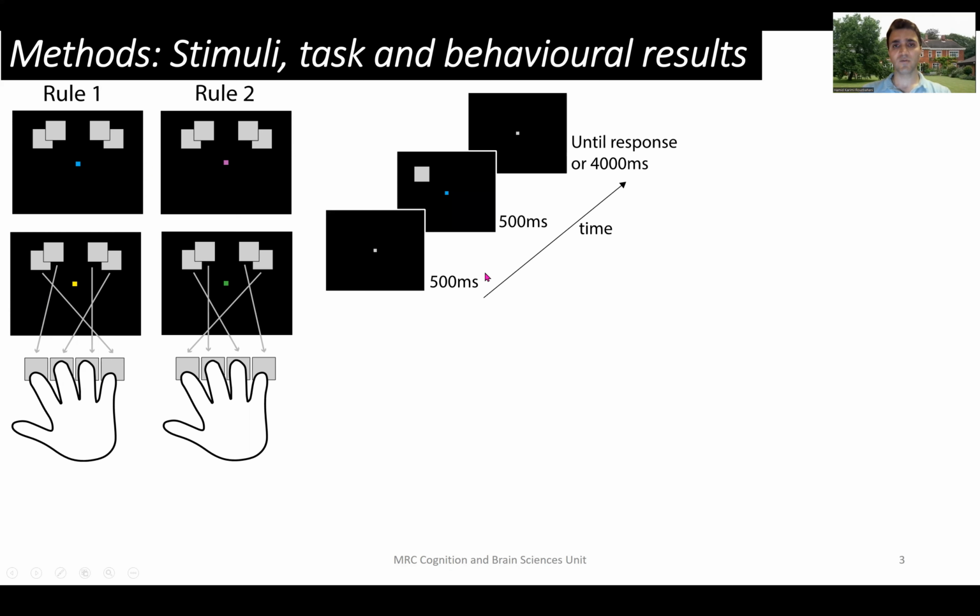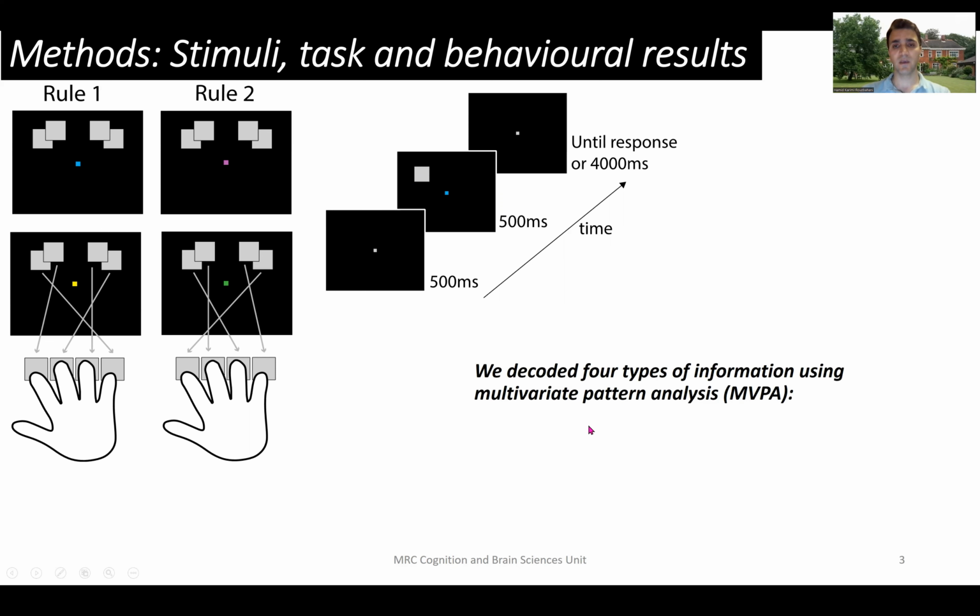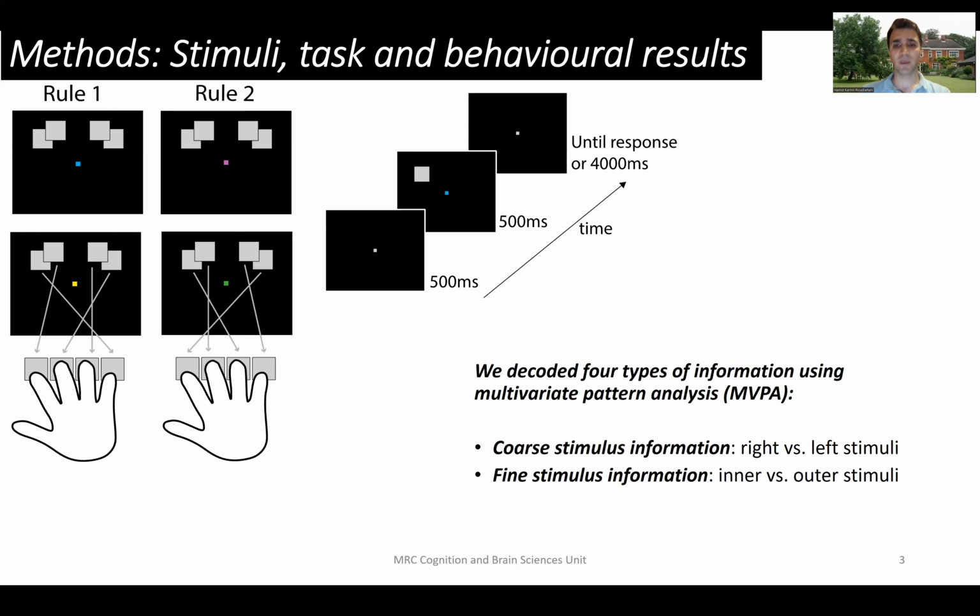You can see the structure of a single trial here, in which one rule was cued on each trial and a single stimulus was presented. Using multivariate pattern analysis, we decoded 4 aspects of the task from the MEG data as well as fMRI. The first aspect was coarse stimulus information, which refers to discriminating right versus left stimuli. The second aspect is the fine stimulus information, which refers to inner versus outer stimuli.